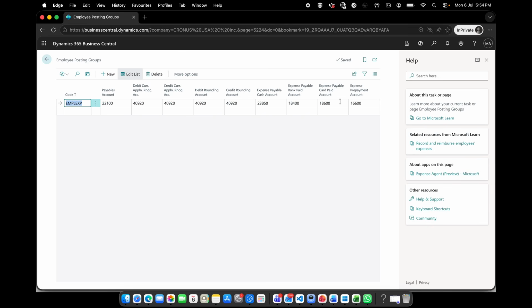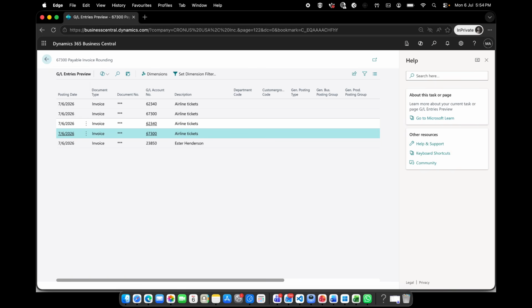Yeah. So I took cash in my case. So that was this, and that was this. Yeah, I think that was your payable account, and that's your debit account and credit account. So it should be somewhere from this. Oh, maybe the expense posting group.